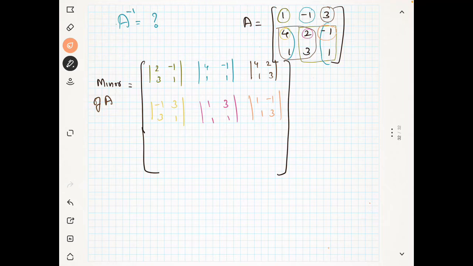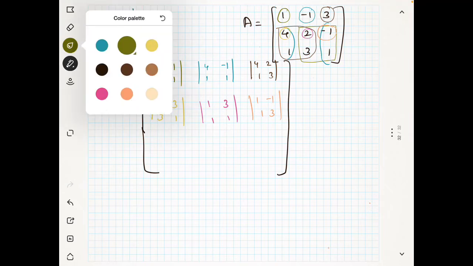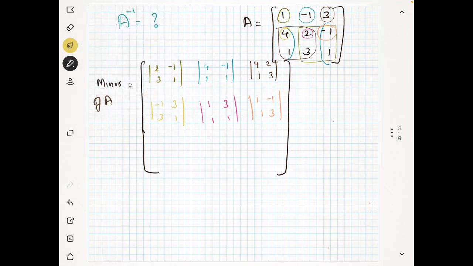And next it's not so easy procedure. Next you will be considering this 1. So you will remove that row and column. So what is remaining here? It is -1, 3, 2 and -1.